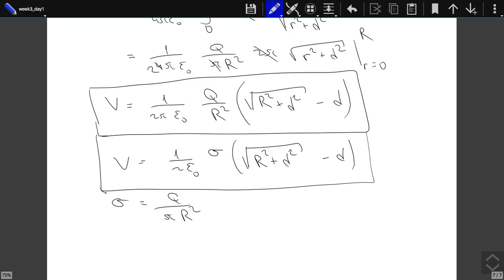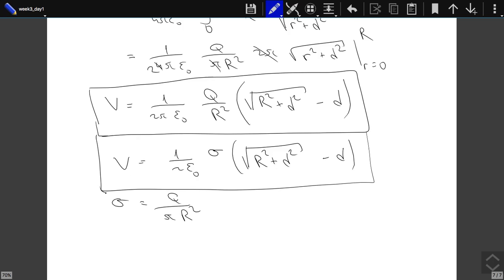So we started with the potential of a unit charge. Then we obtained the potential of the ring. And by just adding rings, we obtained the potential of a disk. Of course, these are along the axis of the disk or axis of the ring.